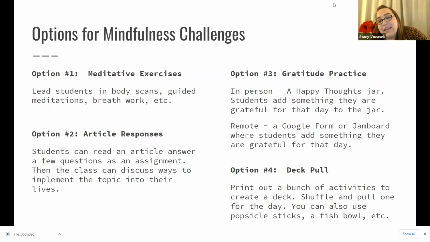Doing a gratitude practice like that remotely, it could be a Google form or a Jamboard or something where students can add something that they're grateful for that day. The Google form would add that level of anonymity and give students the opportunity to open up a little bit more where they don't feel like they're going to be judged. So that's also something to consider when asking kids to be vulnerable, is how am I going to give them the opportunity to be vulnerable without putting them in a situation where others might judge them.